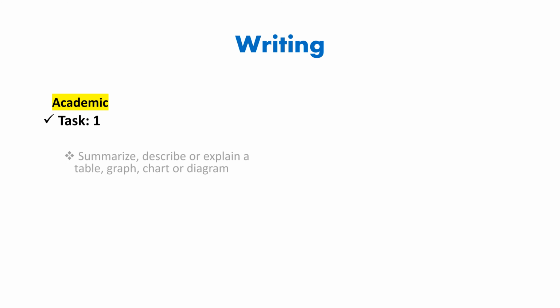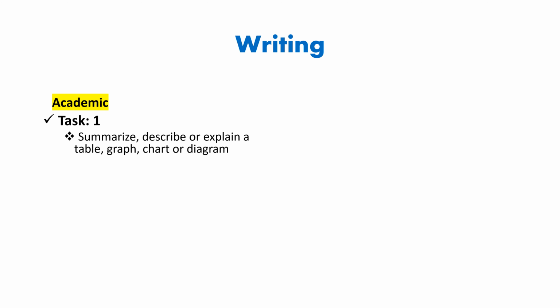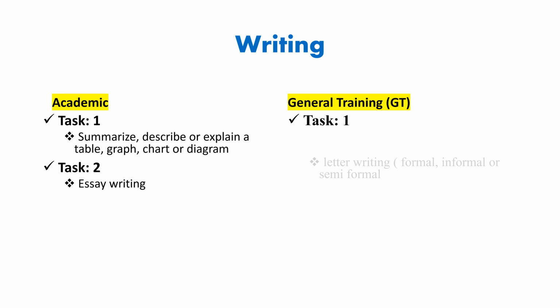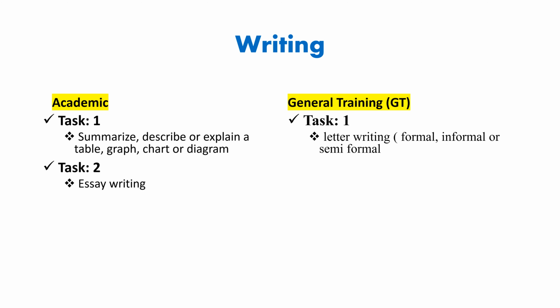Now let's move to the writing section. In academic writing, task 1 is to summarize, describe or explain a table, graph, chart or diagram, and task 2 is essay writing. On the other hand, in general training IELTS writing, task 1 is letter writing. The letter can be formal, informal or semi-formal, and task 2 is essay writing.